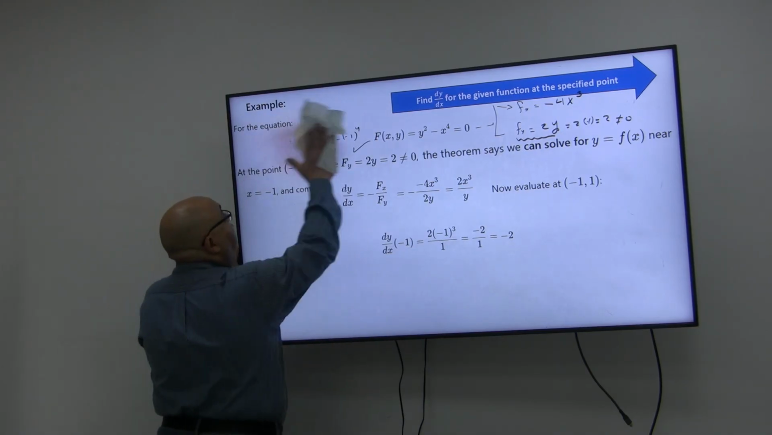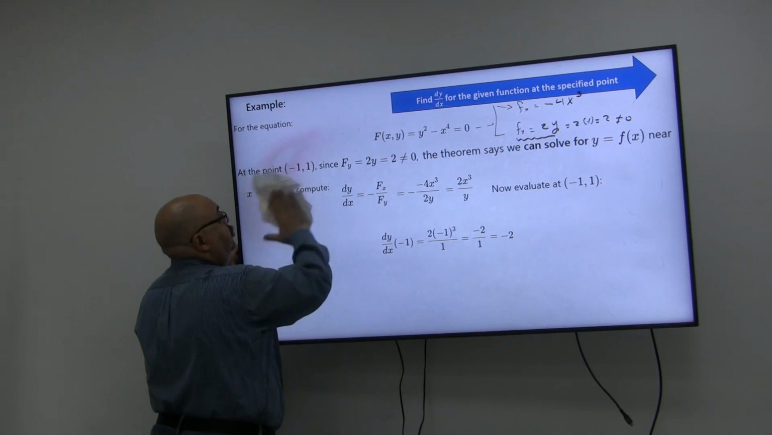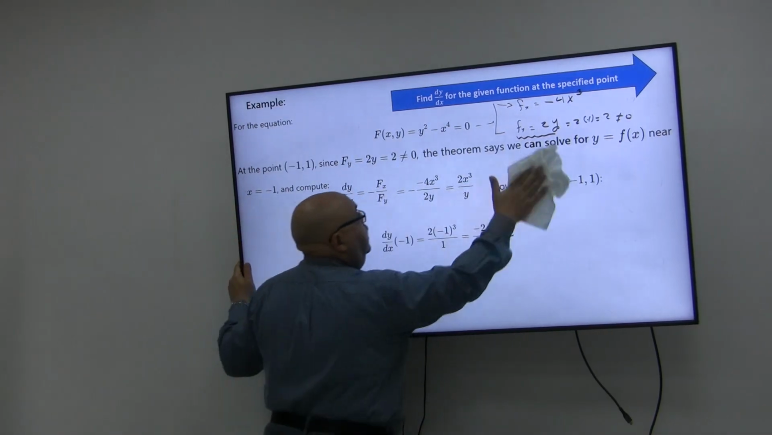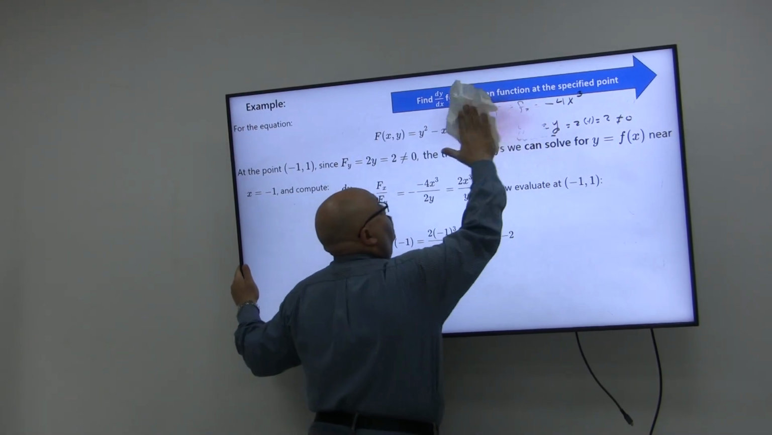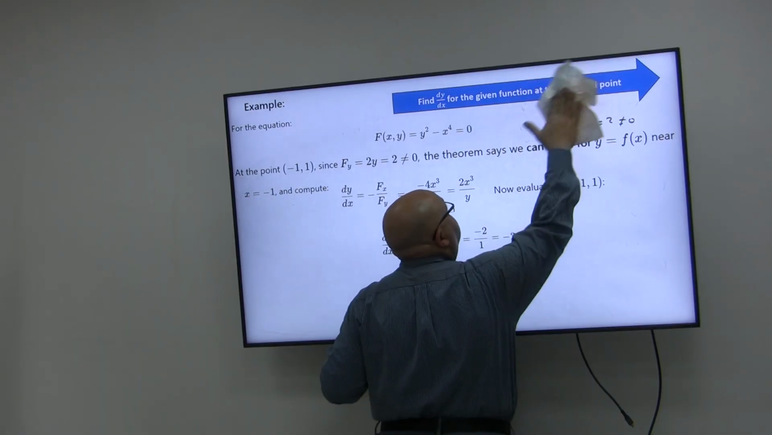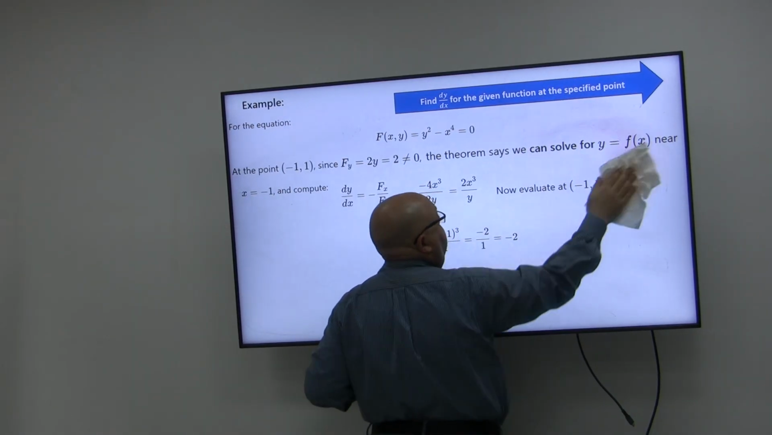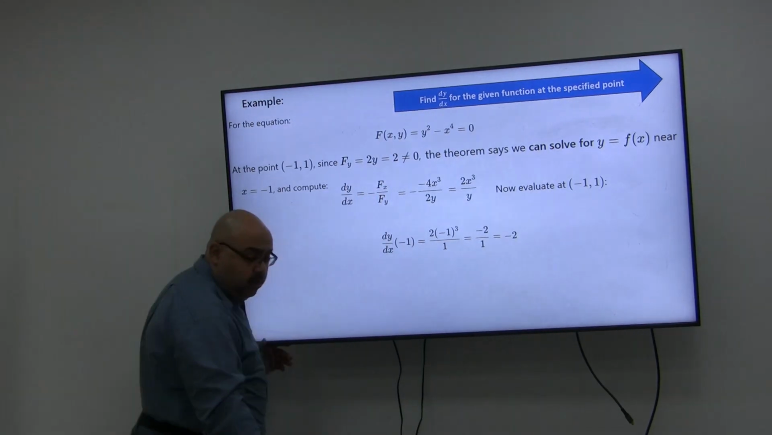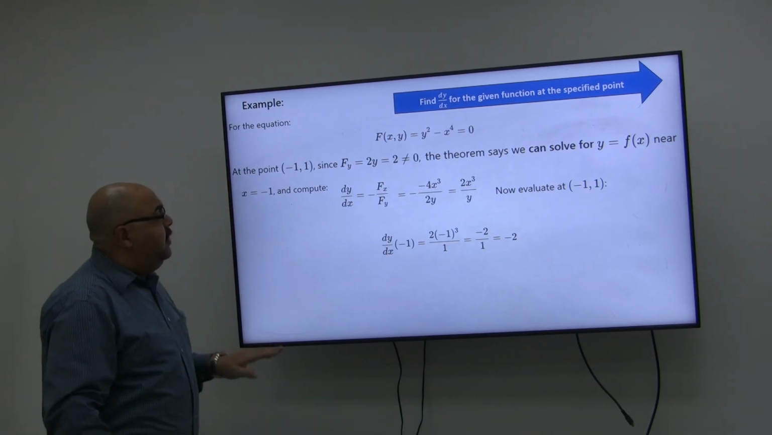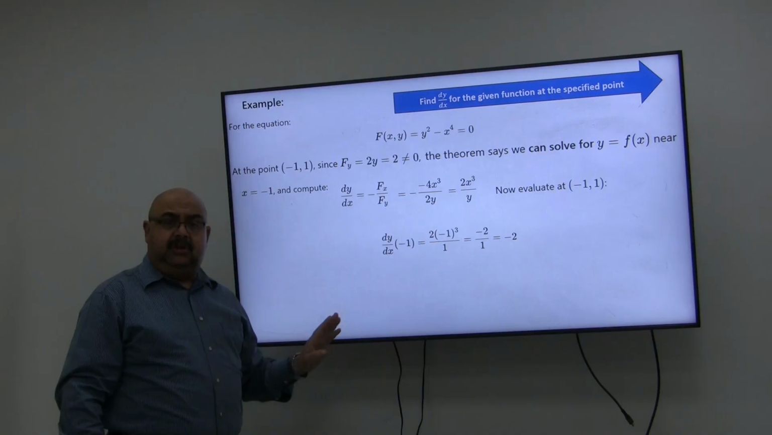This is really a very important theorem. As I told you, it gives you the ability to find the derivative of the function at the indicated point, as you can see. So once more, if I want to find the derivative, all I have to do is just substitute.